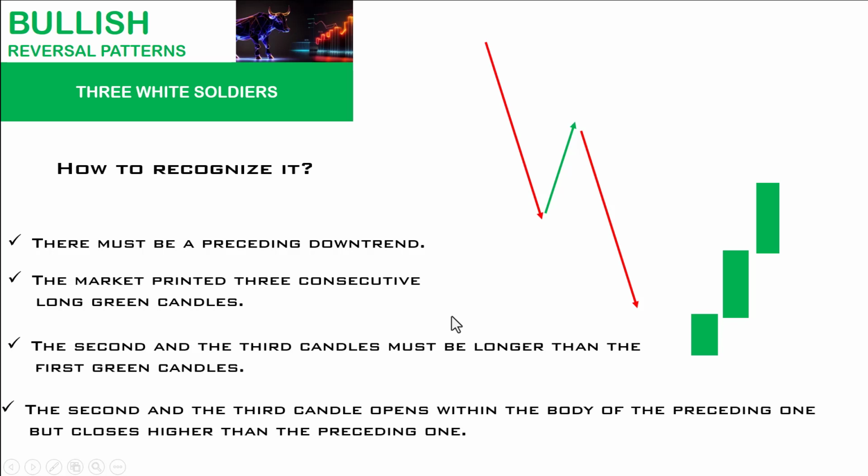The second and third candles open within the body of the preceding one, but close higher than the preceding one. Now sometimes in forex you don't see a candle that opens within, because forex is a 24/5 market, and most times the market opens where the previous one closes. But in stock you will see that candles overlap a lot, because stock has pre-market, market, and after hours, which is post-market. That is stock.